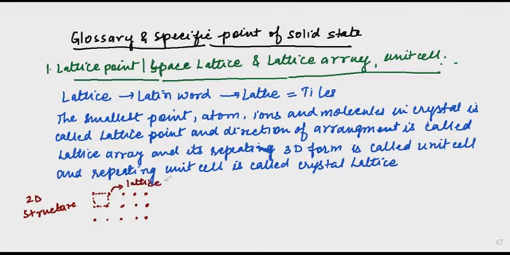This is called a lattice point, or its direction of arrangement. Direction of arrangement is called lattice array. Direction of arrangement. Now you remember that if these are arranged in 3D, now if we feel that this is one brick, then you find out what is the structure of that.